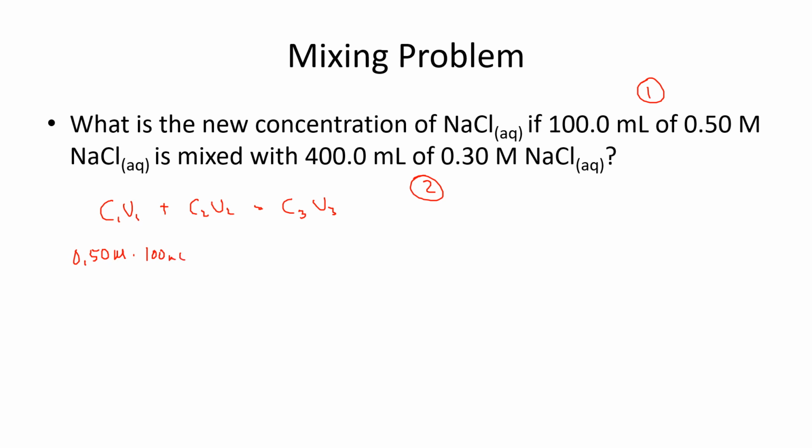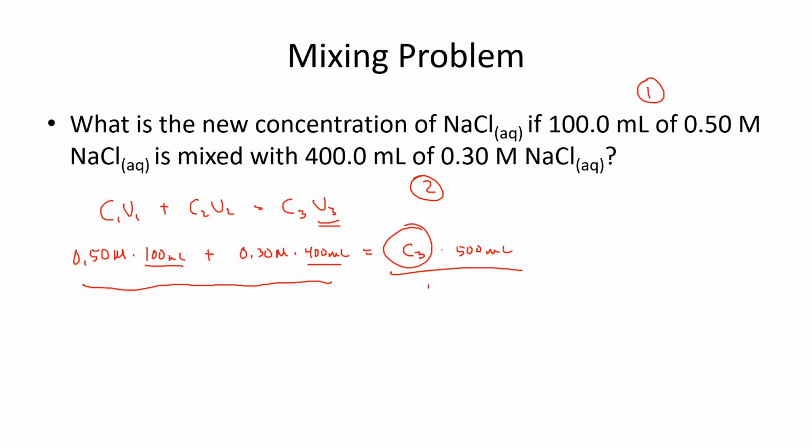Change it to liters if you like. Plus C2, 0.30 moles per liter, times the volume is 400 milliliters. And C3, we don't know, but we do know what the final volume is because we added 100 milliliters to 400 milliliters. So that's 500 milliliters as the total volume. So there's only one that we don't know here. And we can divide both sides by this 500 milliliters. We'll be able to find our answer.